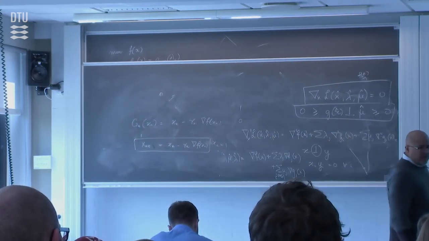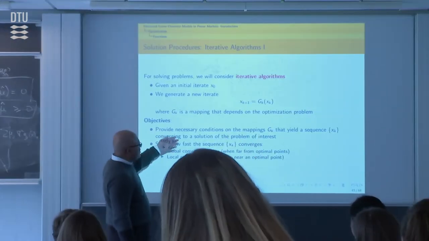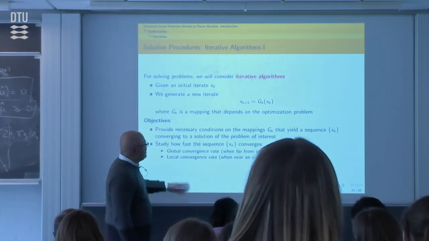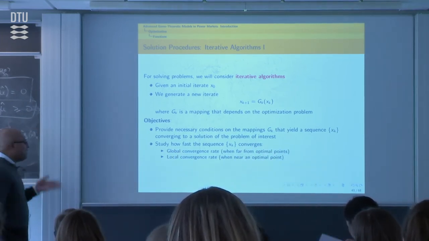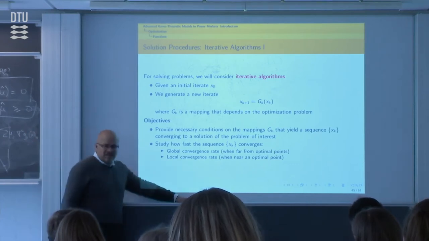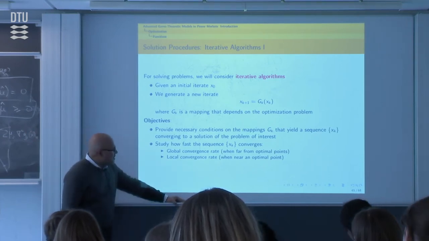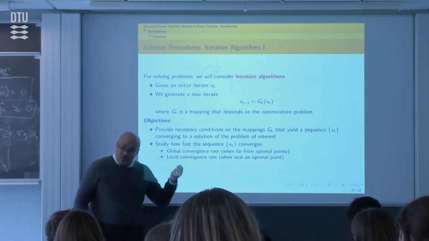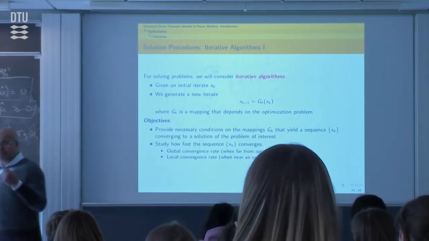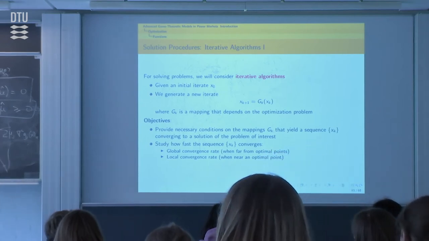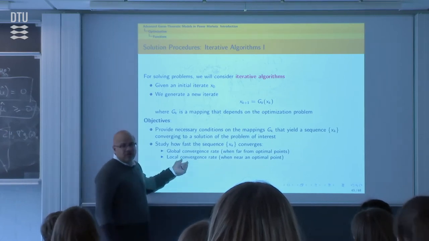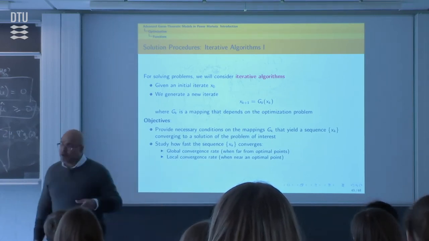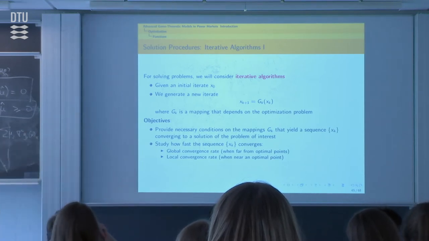And what is our goal when I present an algorithm? Well, I'd like to provide necessary conditions on the mappings g_k that yield a sequence that converges to a solution of the original problem. And if so, we want to study how fast the sequence converges, particularly establish whether it's globally convergent, which means that from any arbitrary starting point, it always converges to the solution. And secondly, what is the rate of convergence? This could be local or it could be global. So the rate could be established from any starting point in some cases. In certain cases, you can only establish it close to the solution. Okay.